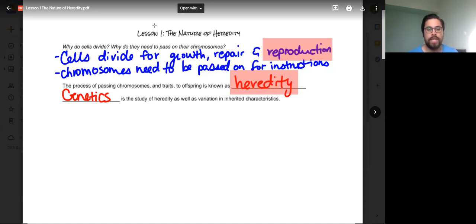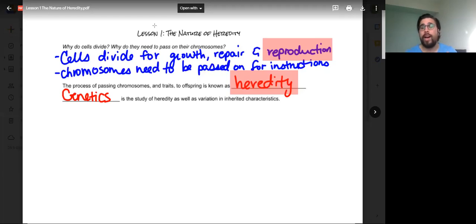What counts as a trait? A trait is something like blue eyes, gray hair, or brown hair, height, and in some aspects and in some ways, personality, intelligence. Those are all traits. All sorts of different traits get passed on.